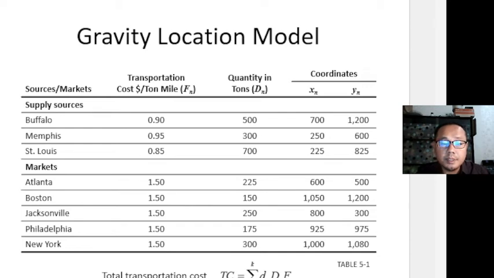The gravity model assumes that both the markets and supply sources can be located as grid points on the plane. So all distances are calculated as the geometric distance between two points on the plane. This model also assumes that the transportation cost grows linearly with the quantity shipped. Okay.